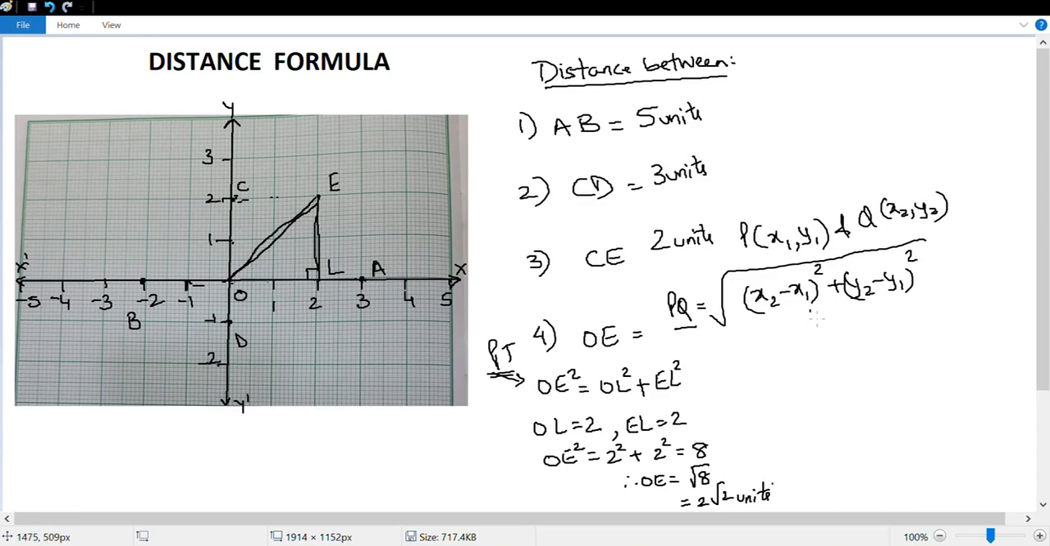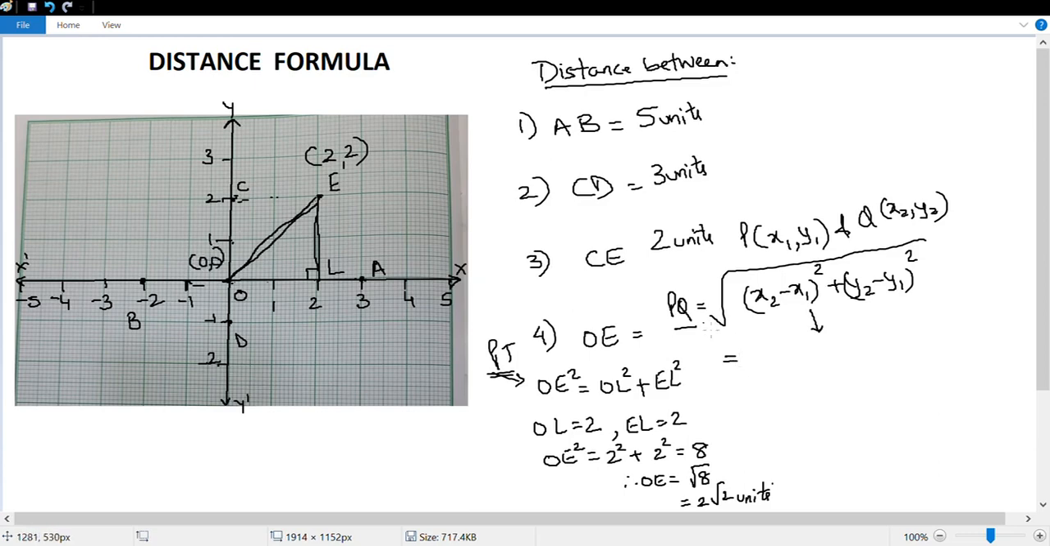Now let's solve the same question using the distance formula, which is nothing but application of Pythagoras theorem. Now what are the coordinates of E? Coordinates of E are 2 on the x-axis and 2 on the y-axis. So this is 2, 2. And what are the coordinates of O? These are 0 and 0.